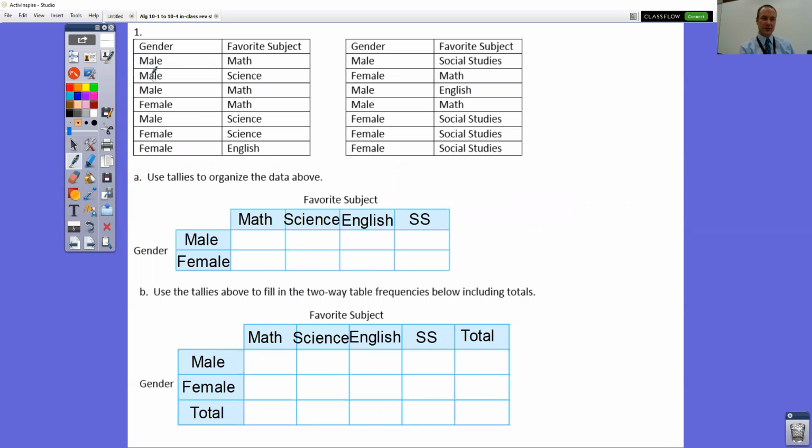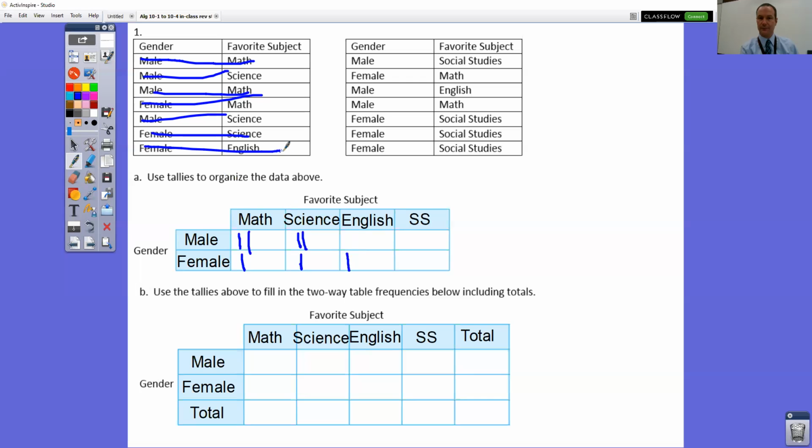So the way that I would personally do this is please make sure that when you go to do your test, you double check the data. All right. Always double check it. So the first one is male and math. When you go to make tallies, you're just going to put a tally mark in there. I would always cross them off as I go. So male science, male math, female math, male science, female science, and just go through and do it individually.